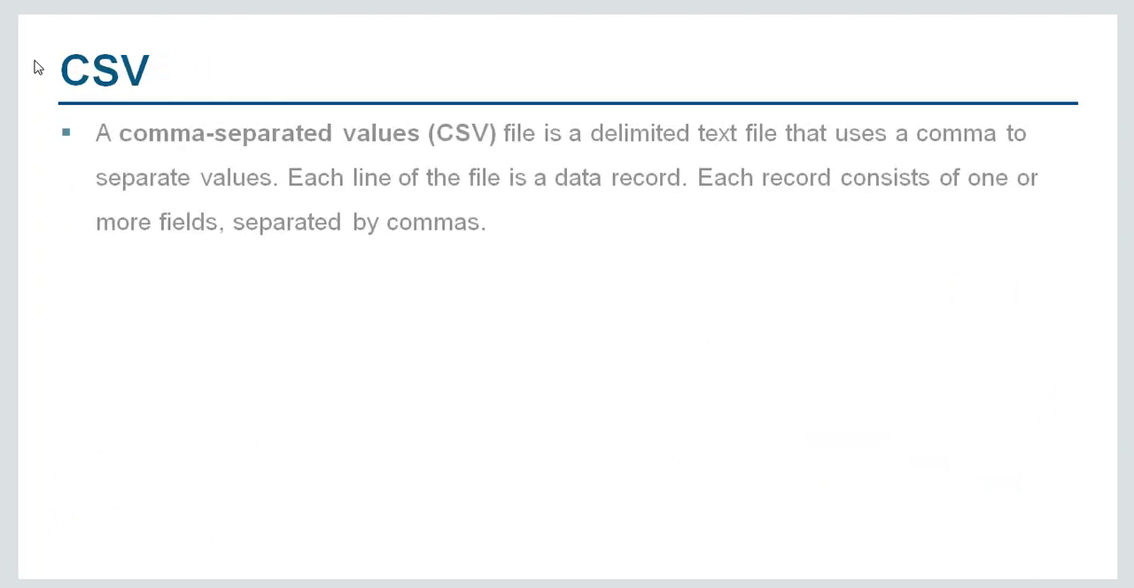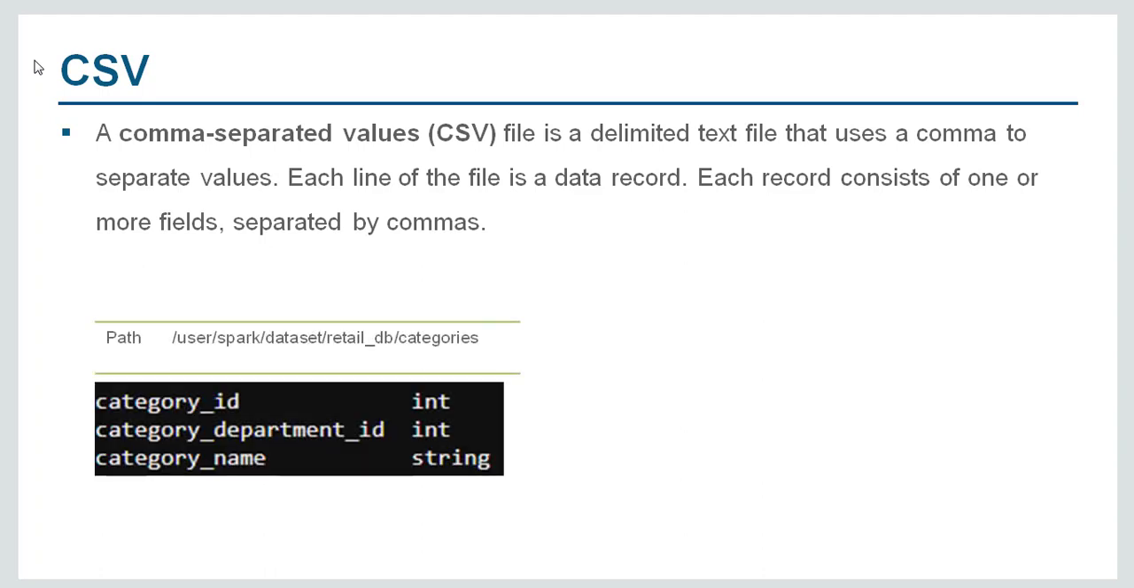So, what is CSV? A comma separated values file is a delimited text file that uses a comma to separate the values. Each line of the file is a data record. Each record consists of one or more fields separated by commas.